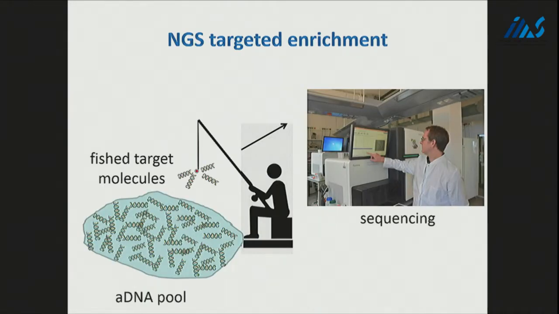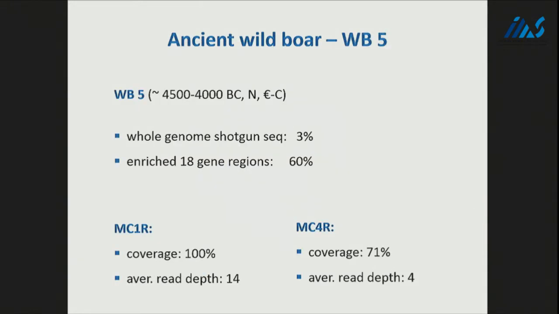You've seen this slide before. We did a targeted enrichment, as Ben explained yesterday. And here are some results for a wild boar from the north. He had the typical European mtDNA haplotype, and we did both on the sample because it appeared to be a very well-preserved sample.